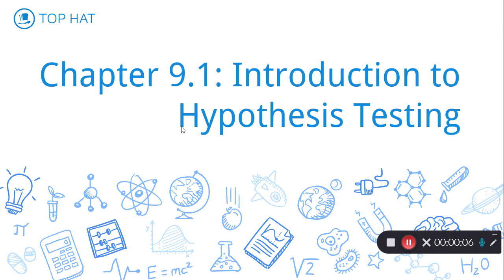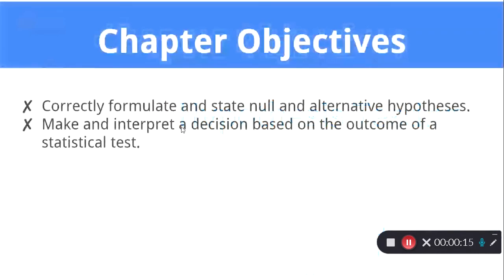Right, welcome back. This is chapter 9.1, Introduction to Hypothesis Testing. And let's see, we're off to the races. At the end of this lecture, this chapter, you should be able to correctly formulate and state null and alternative hypotheses. You'll also know what that means. You'll also be able to make and interpret a decision based on the outcome of a statistical test.